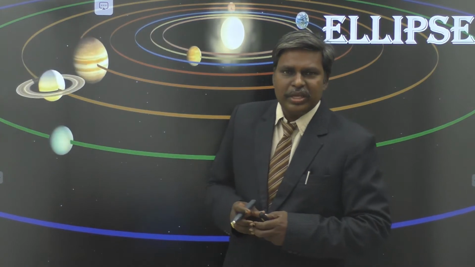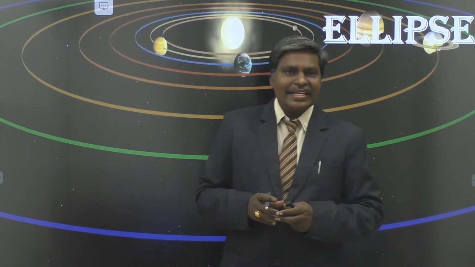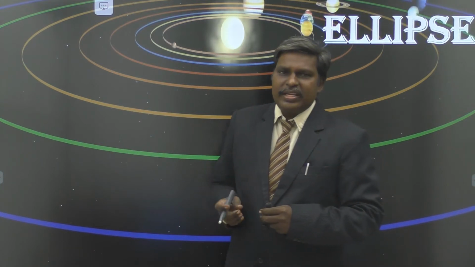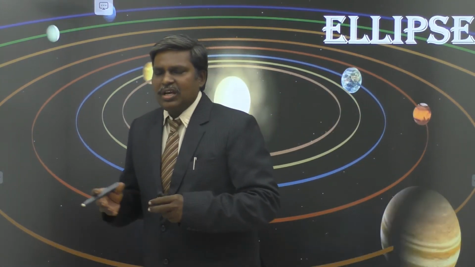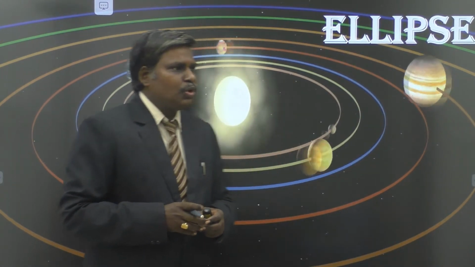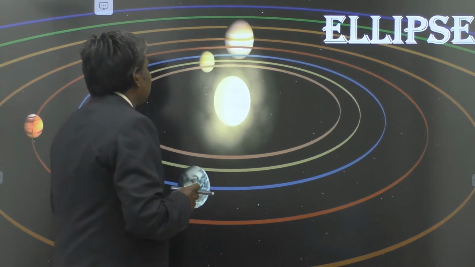The focal property is SP plus S dash P equals 2a, and the geometrical property is PN square by AN into A dash N equals b square by a square, where PN is the ordinate drawn from P to the major axis of the ellipse. With the help of all these concepts, let us do some more problems.